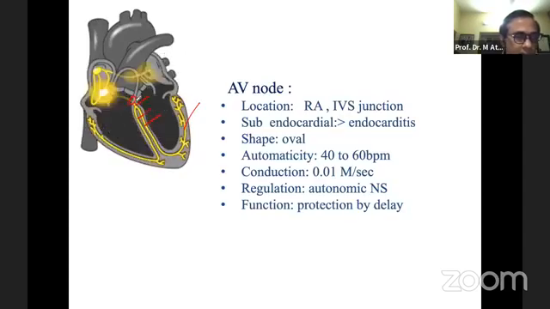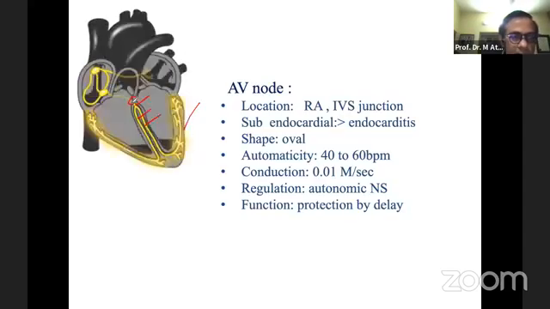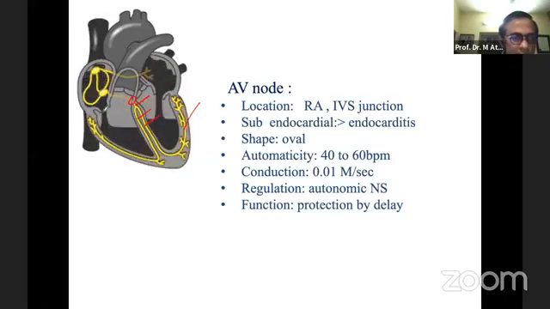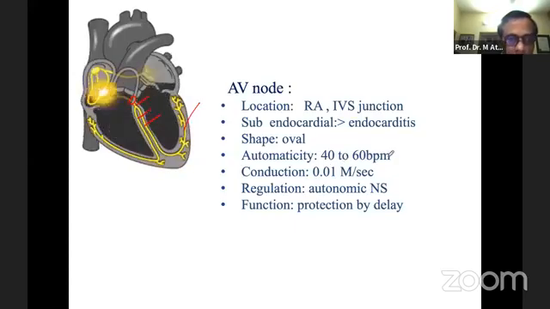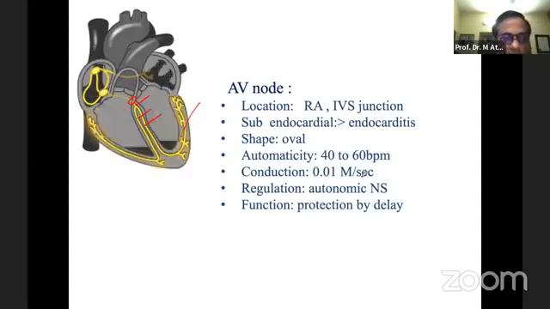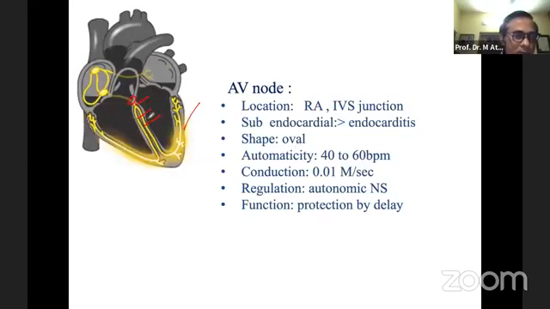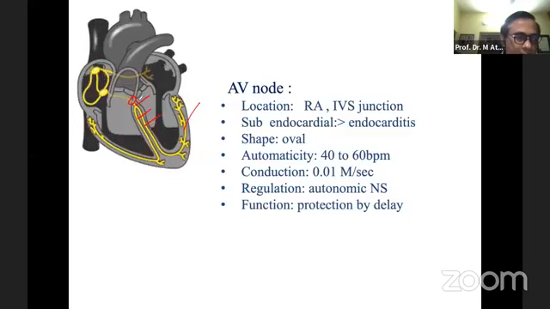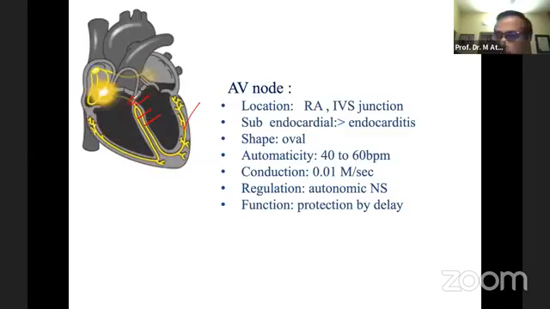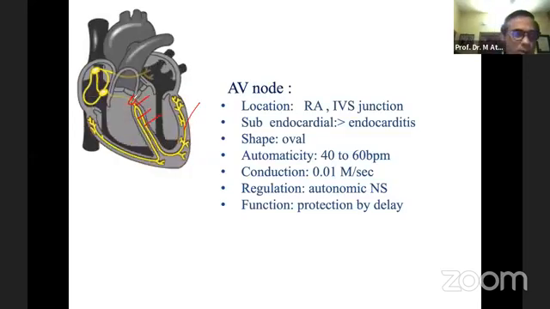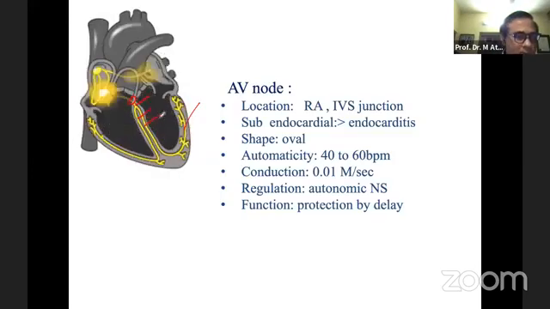So this is very much vulnerable to be affected during endocarditis. This is the AV nodal location, and it has medium automaticity, less than that of the SA node. Actually, this is the gateway of the impulses from atrium to ventricle, and it produces some delay. And this is the unique property of the AV node, by which it can produce atrioventricular synchrony.